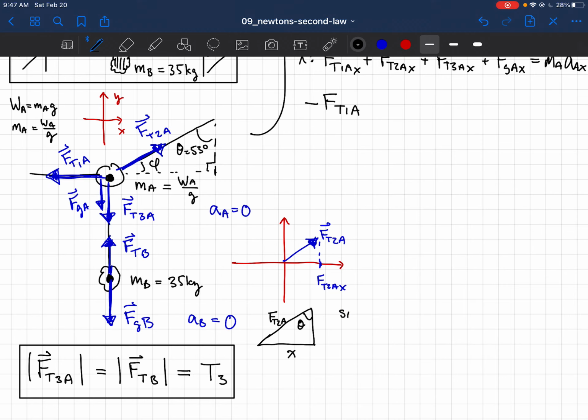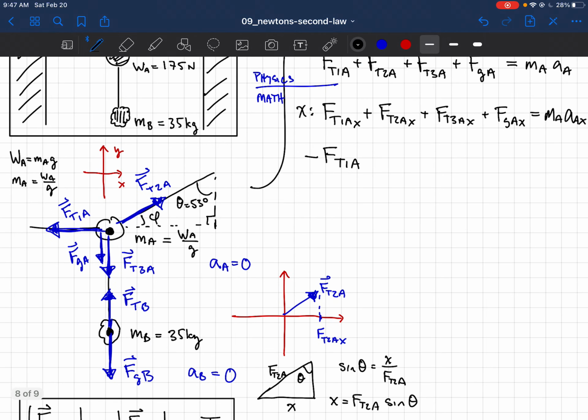So what do I get? Well, x is the opposite, so I get sine of theta is equal to x over FT2A, or x is equal to FT2A sine of theta. So now I plug that in. First remember, check here, make sure that the FT2Ax is a positive number. It is, so it's just this result. So this becomes FT2A magnitude times sine of theta. All right, now we look at FT3A. Well, that's this vector. It points along the y-axis, so its x component is 0. And FgAx, well, it is also in the y direction, so its x component will also be 0. And remember, don't stop until you finish out the whole equation.